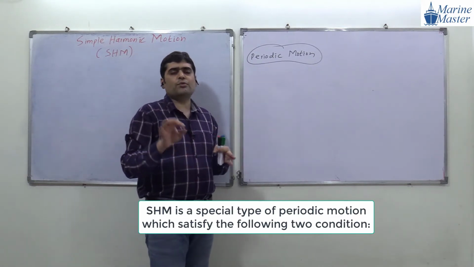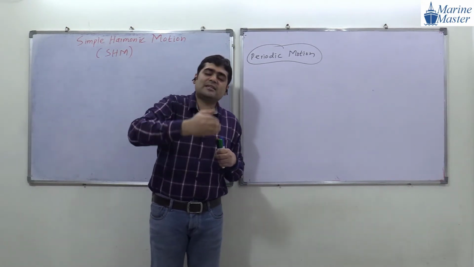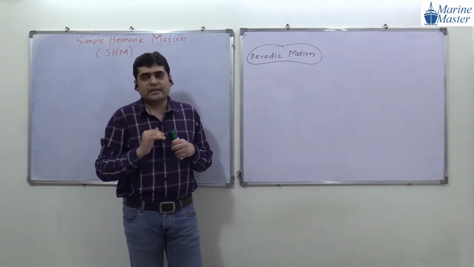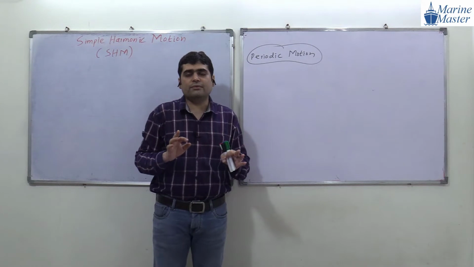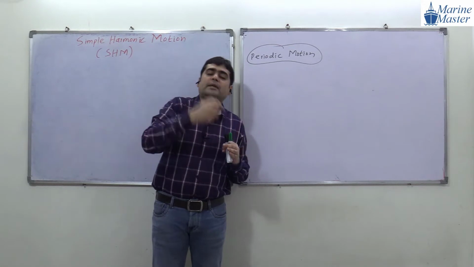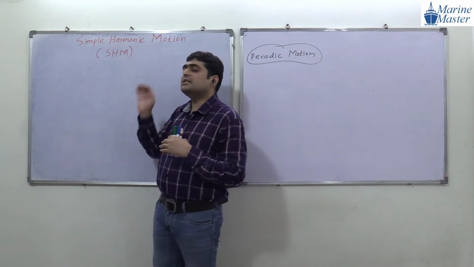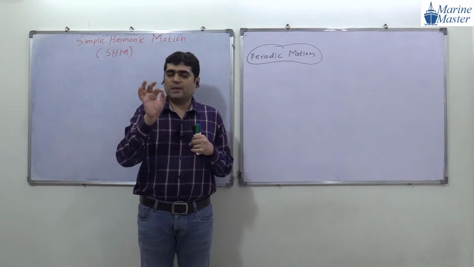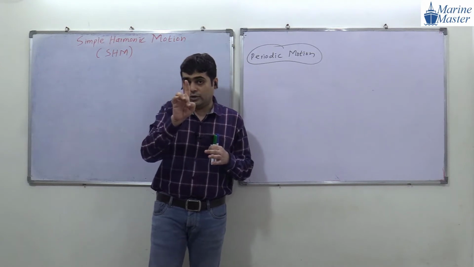First of all, we are going to understand what is meant by periodic motion. Periodic motion means the motion which repeats itself after a certain interval of time. That motion we call a periodic motion. And our simple harmonic motion is also one type of periodic motion. So SHM is a special type of periodic motion which satisfies the following two conditions. Try to understand the scenario here.